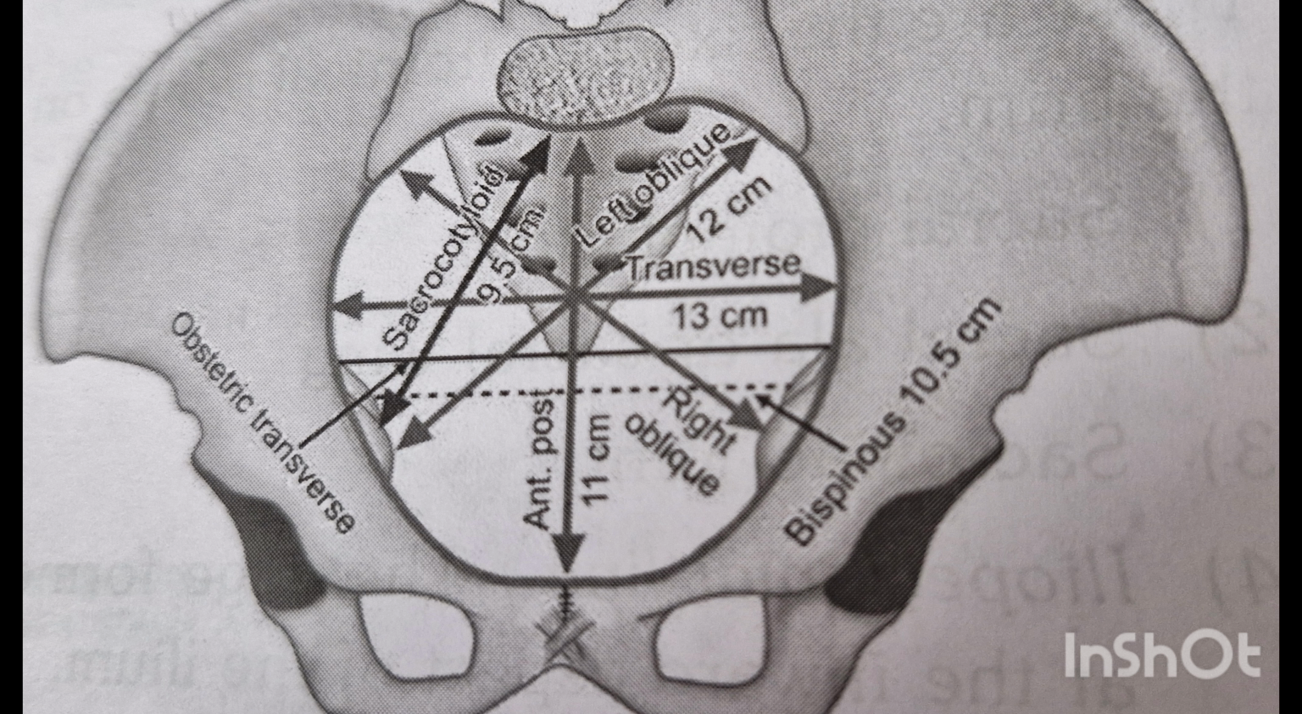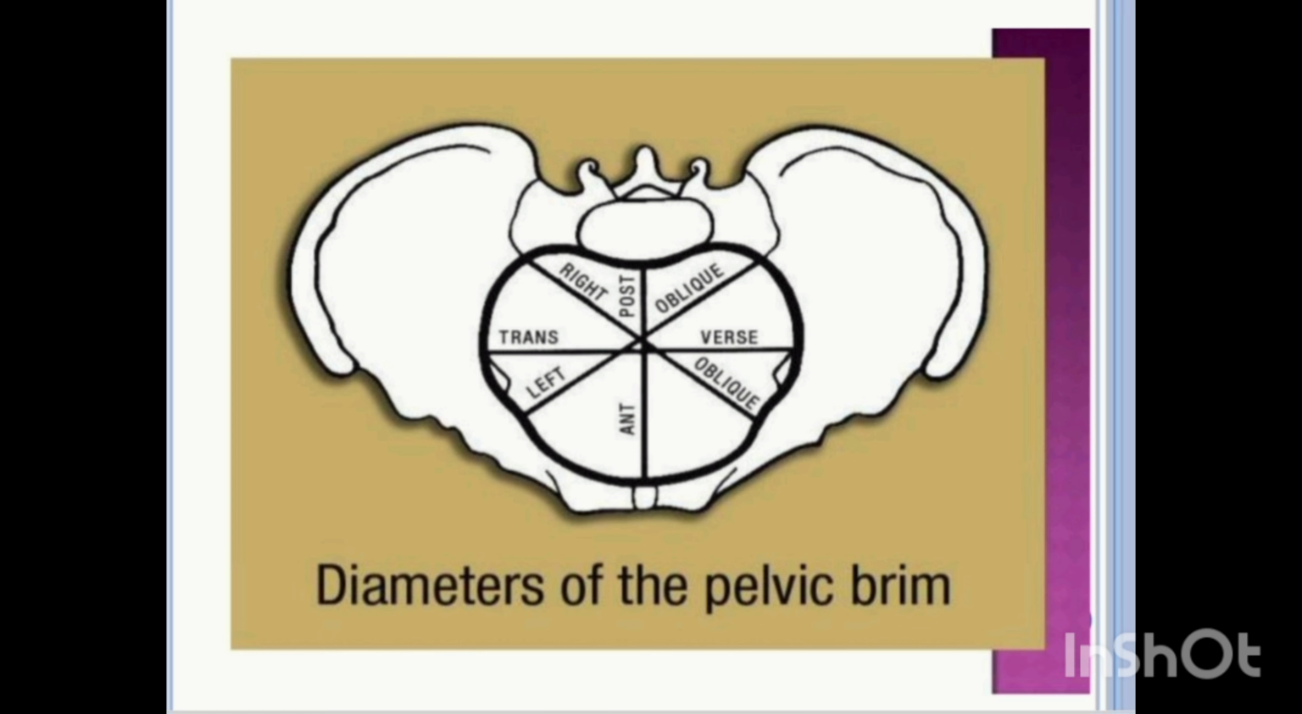And the third is the oblique diameter, which is 12 centimeter either side, right and left oblique, and it starts from the sacroiliac joint to the opposite iliopubic eminence. And these are the diameters you have to know. Now, diameters of the outlet of the pelvis. There are 3 types of diameters: anterior posterior, oblique diameter and transverse diameter.